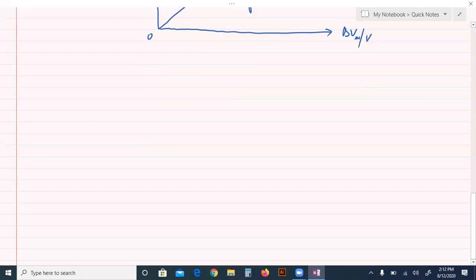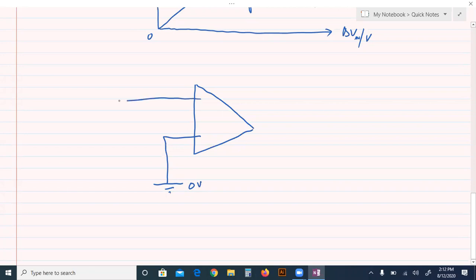Okay, now sometimes this operational amplifier is used like this. One of the inputs is 0, meaning it's connected with the earth, and here is practically just one input. This is the positive supply voltage, this is the negative supply voltage.